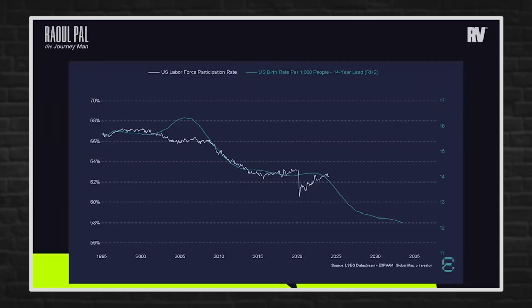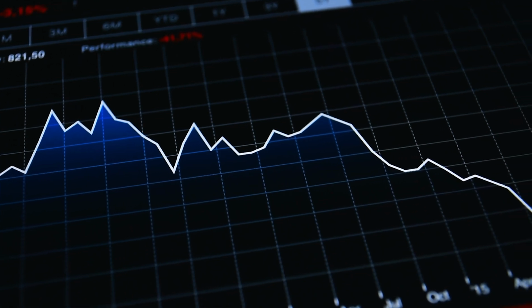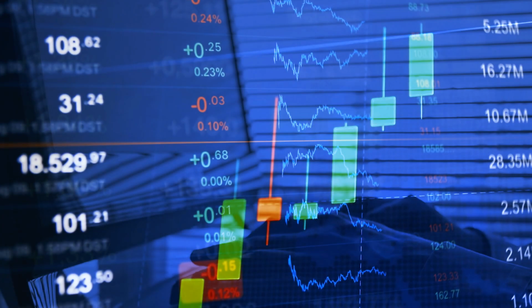And if you remember my piece about the retirement crisis, I've been introducing this chart for a while, which is the labour force participation rate versus the births-deaths rate. This is the births rate going forwards by 14 years. And obviously the birth rate drives how many people are in the labour force over time. And it suggests that participation in the labour force should continue to fall over time.